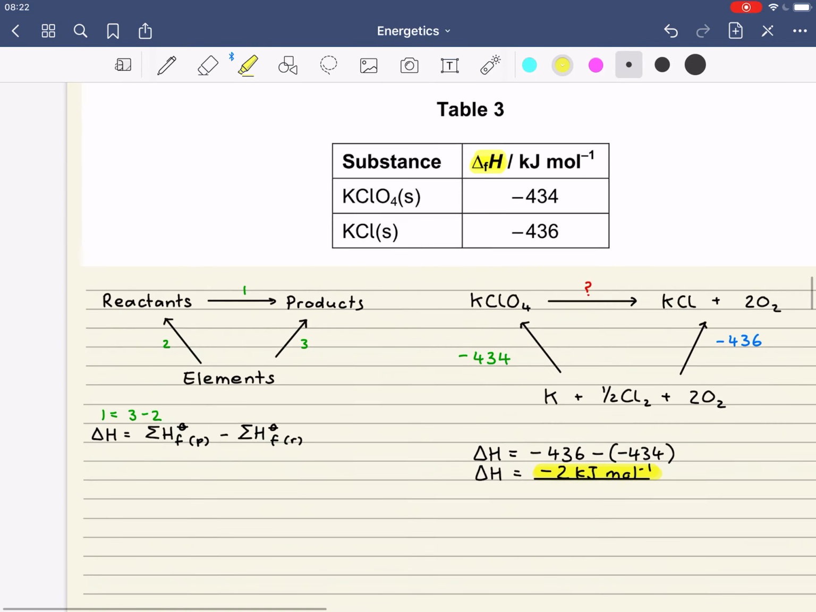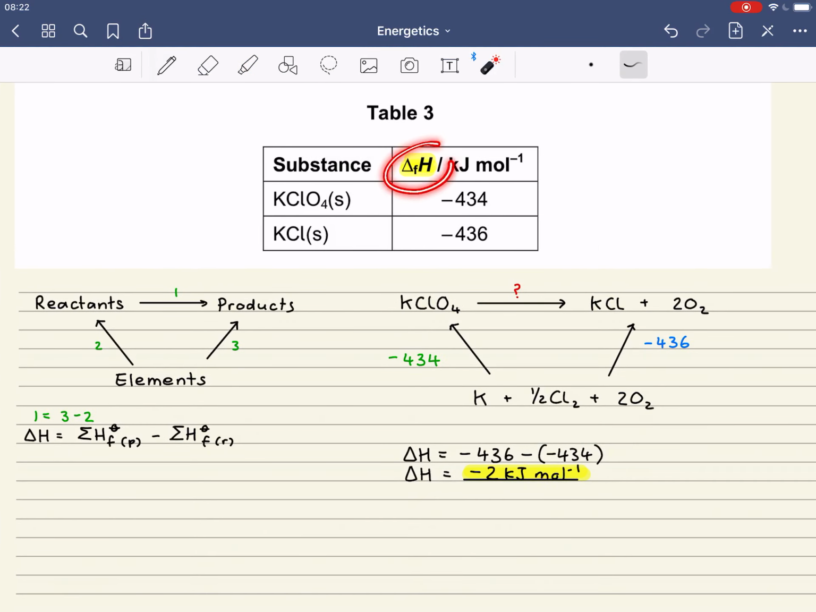So again, the key takeaway is if I'm given enthalpy of formation data, we need to set up a Hess cycle like this or use this equation here.